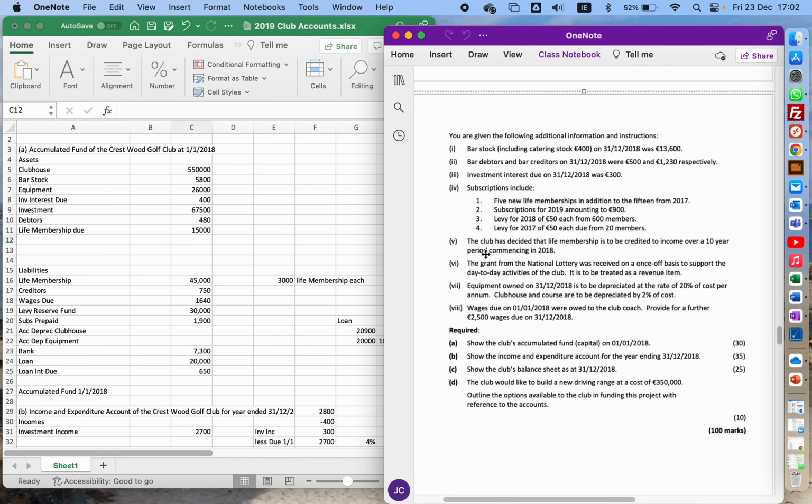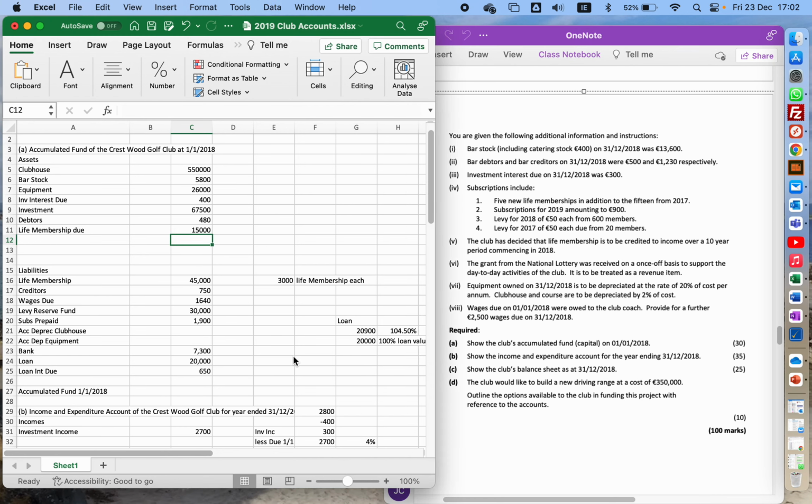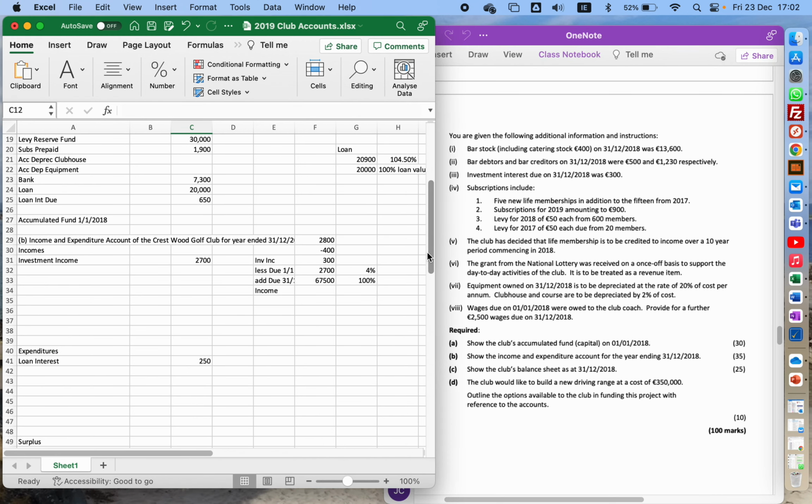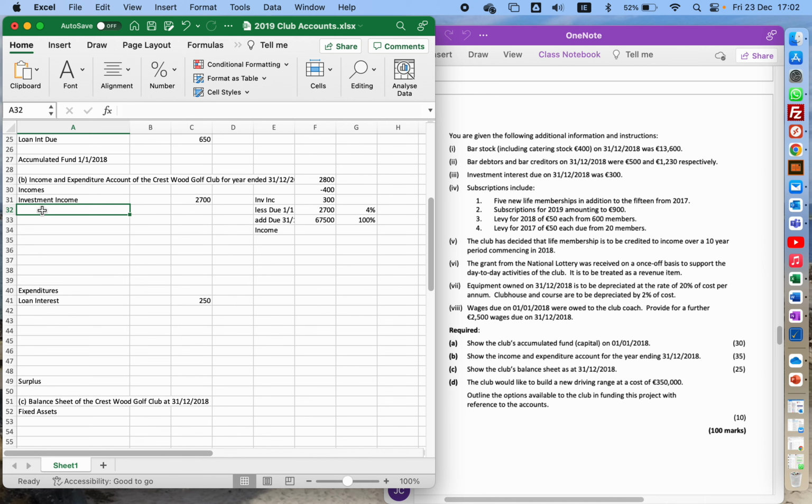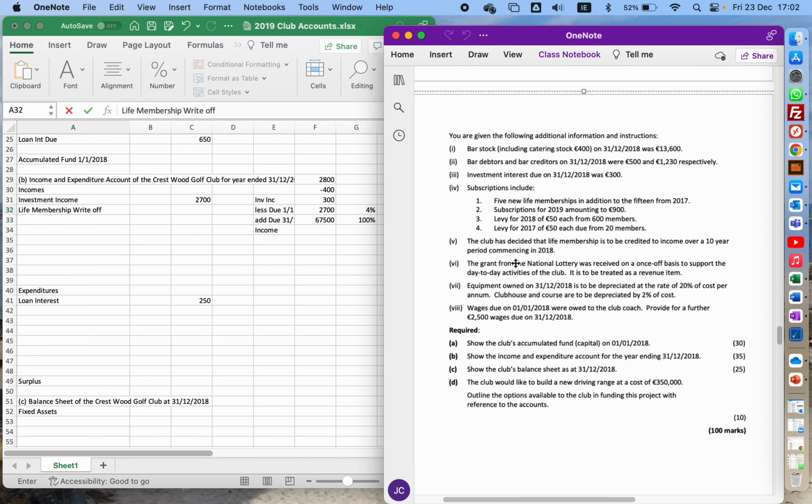Now just quickly reading through the rest of it. So life membership credit income period. Okay, so we're going to be writing off our life membership. I'm just going to put that in as I go through it, and we'll come and calculate that after.